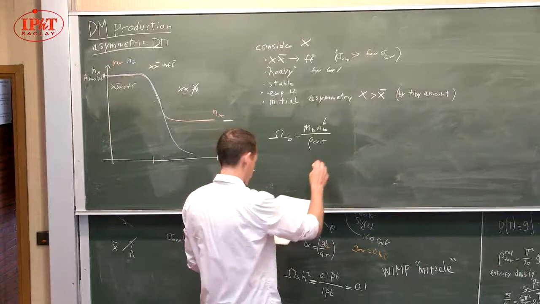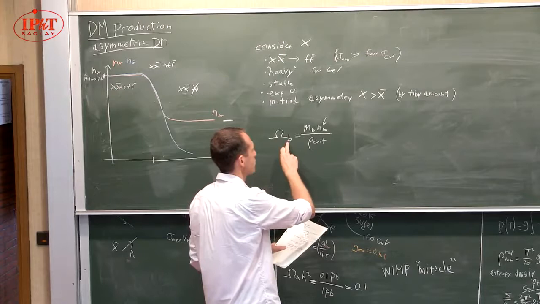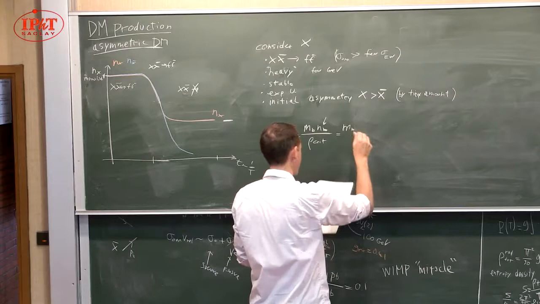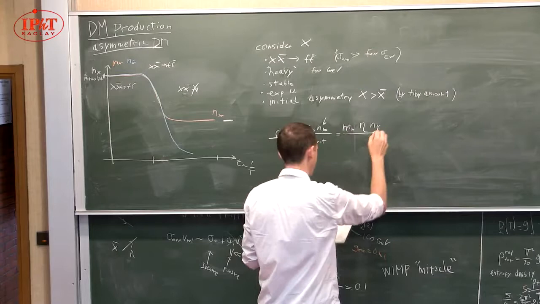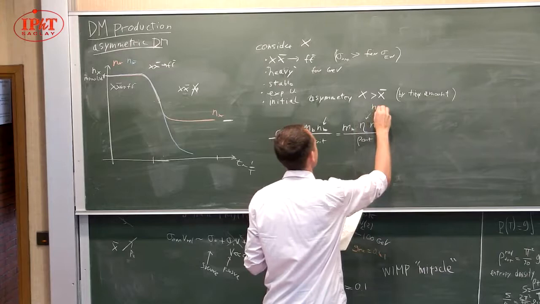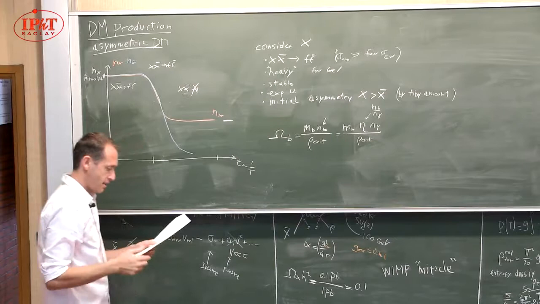This is how we think that ordinary matter was produced. Plugging in, I can also write this as m baryons times eta times the number of photons divided by rho critical, where this eta is just the number density of baryons divided by the number density of photons, as I defined last week when I was discussing BBN.